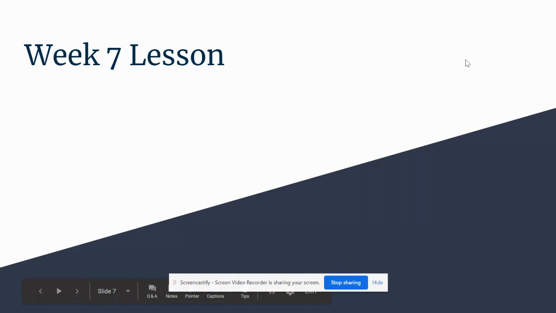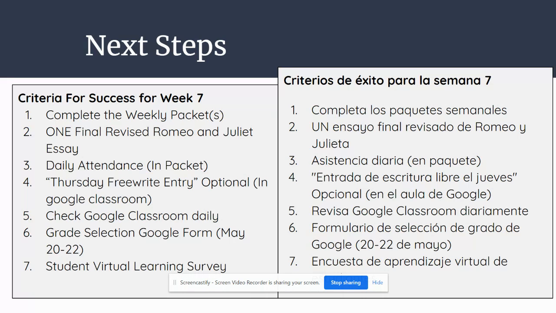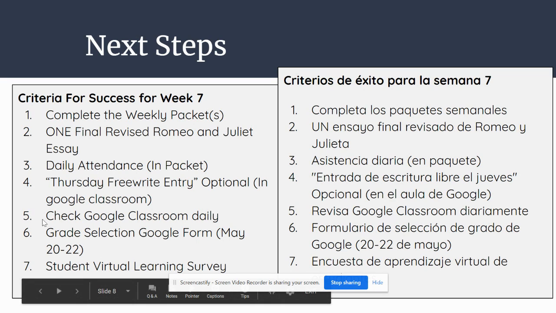Here is the week 7 lesson and some insight for how to complete this week's work. Just a reminder from our next steps: you're going to complete the weekly packet, revise your essay, and check in with attendance. You will choose for yourself whether or not you will do your free write journal entry. You're going to check Google Classroom. And then, very importantly, in step 6 you are going to complete your grade selection form.